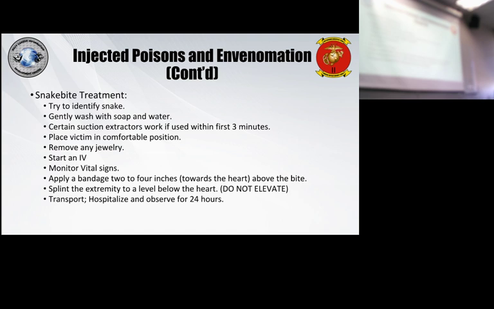Monitor vital signs. Apply a bandage 2 to 4 inches, it says, towards the heart above the bite, and splint the extremity to a level below the heart, so do not elevate. And then transport, hospitalize, and observe for 24 hours.